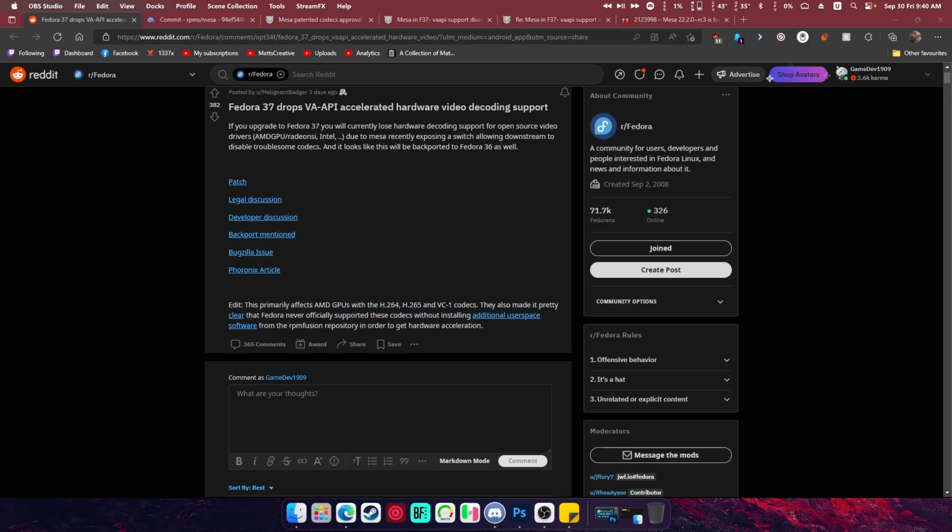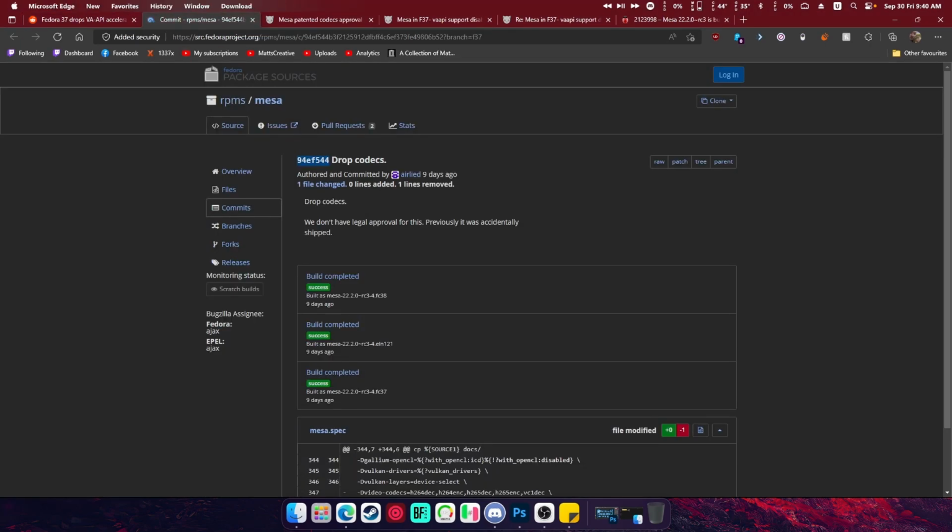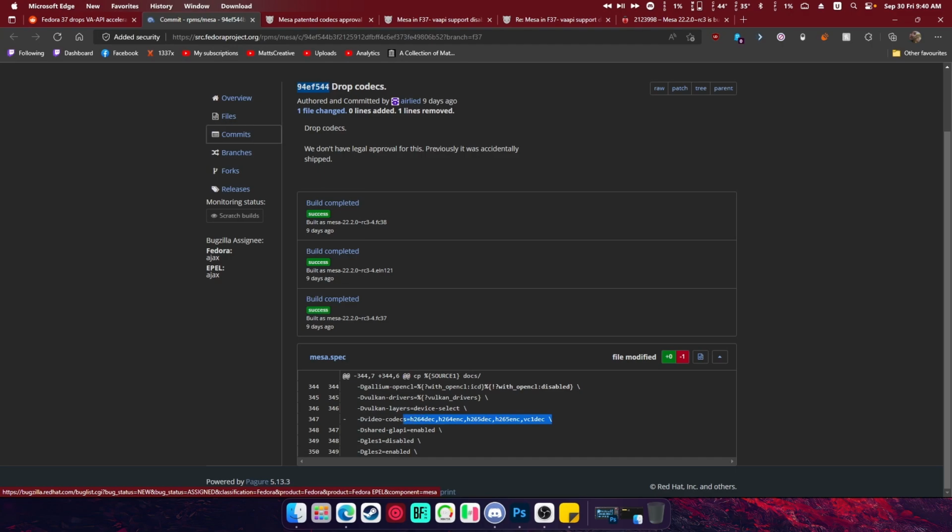The reason they're so afraid is that it's exposing an API for patented codecs. Now, the person who is disabling this is David Airlie. I don't know if I said his name right at all, but he works for Red Hat. And it's a single line of code which is removed. We can show you right here. So this is the line of code that is removed. You can see the minus.